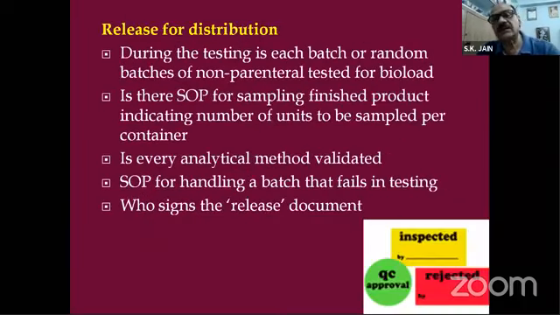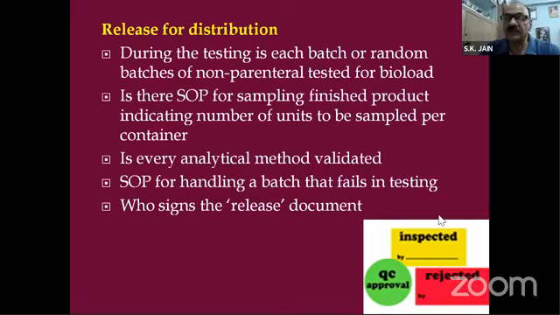Then release and distribution. Right, during the testing, each batch and random batches of non-parenterals are tested for bioload, biological content. Is there an SOP for sampling finished product indicating the number of units to be sampled per container? कितने sample लेना है? There should be an SOP. Is every analytical method validated? Is there an SOP for handling of a batch that fails in testing? And who signed the release document?